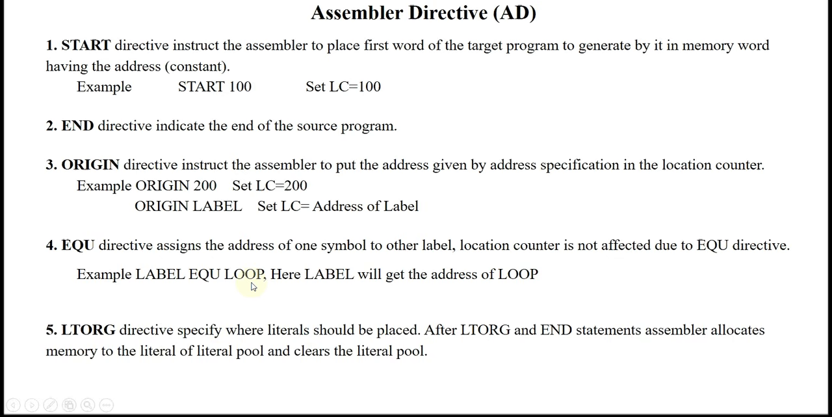Then the next assembly directive is LTORG. It specifies where the literals should be placed. After the LTORG statement and the END statement, the assembler allocates memory to every literal of the literal pool and clears the literal pool. These are the 5 assembly directives.